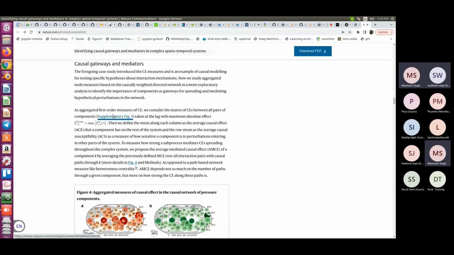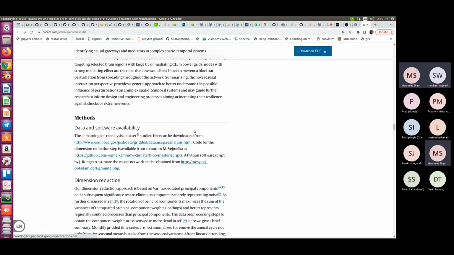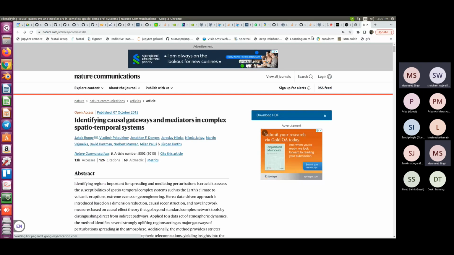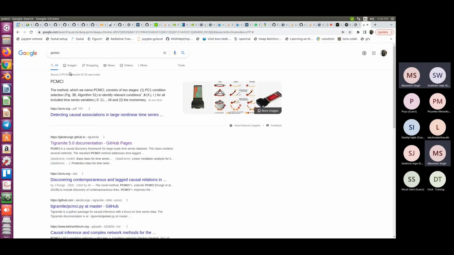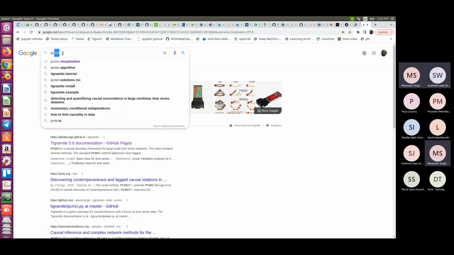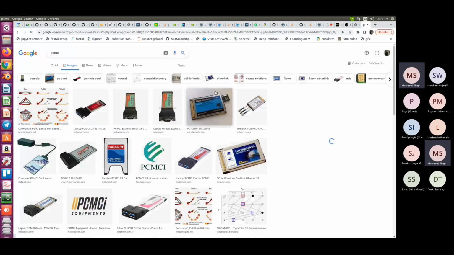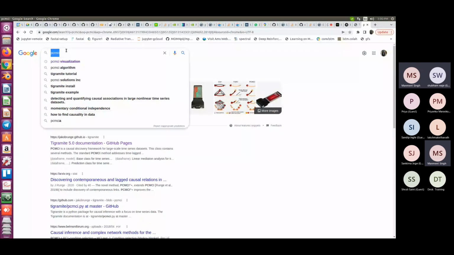Now you can also quantify the causal effects. Then there are causal gateways and mediators. You can see this paper in detail, and then they talk about this in the discussion. Okay, so the method which is developed by Jakob is a technique called PCMCI. PCMCI stands for Peter and Clark's Momentary Conditional Independence. Now they have also introduced PCMCI plus and PCMCI plus plus. I will explain maybe PCMCI and then close this class.